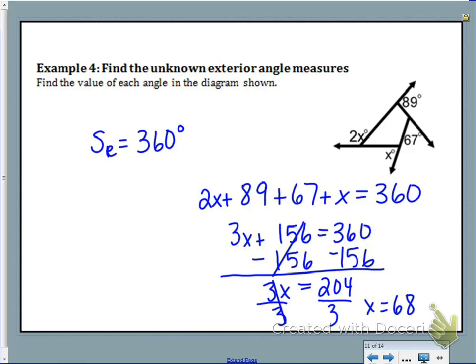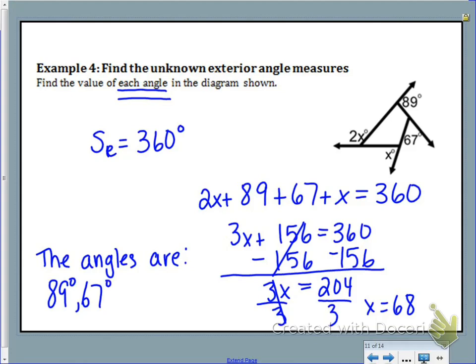So if we look at this carefully, it says to find the value of each angle in the diagram shown. So the angles are 89 degrees, that was given, 67 degrees, and then this value that's just plain old x is the same as what we just calculated x to be, or 68 degrees, and then our final angle is 2 times x. So we would just simply do 2 times 68, or calculate that to be 136 degrees.